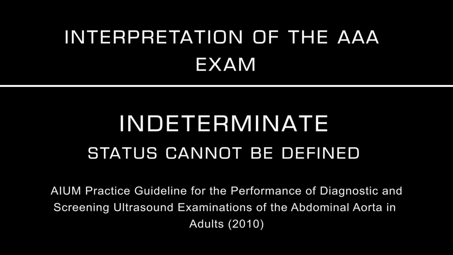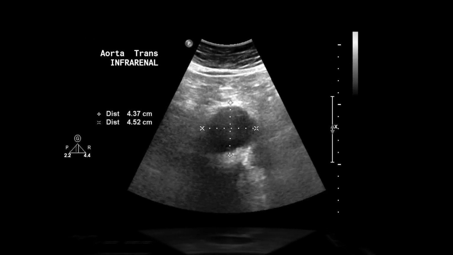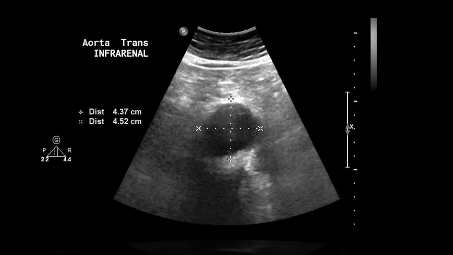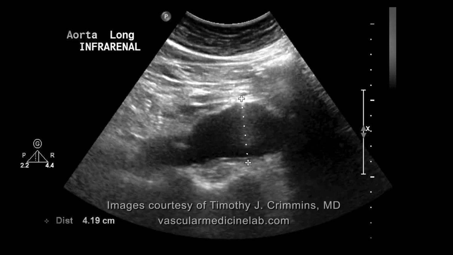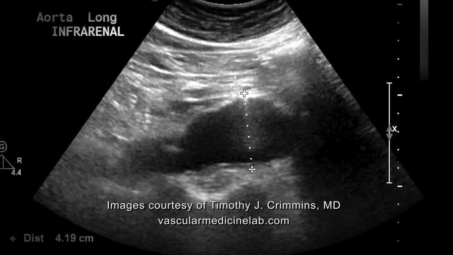The results are indeterminate if the aneurysmal status cannot be defined because of non-visualization or only partial visualization of the abdominal aorta. If an aneurysm is detected, then additional images should be obtained in the transverse and longitudinal axis of the dilated segment. Measure the aneurysm at the point of maximal dilatation.